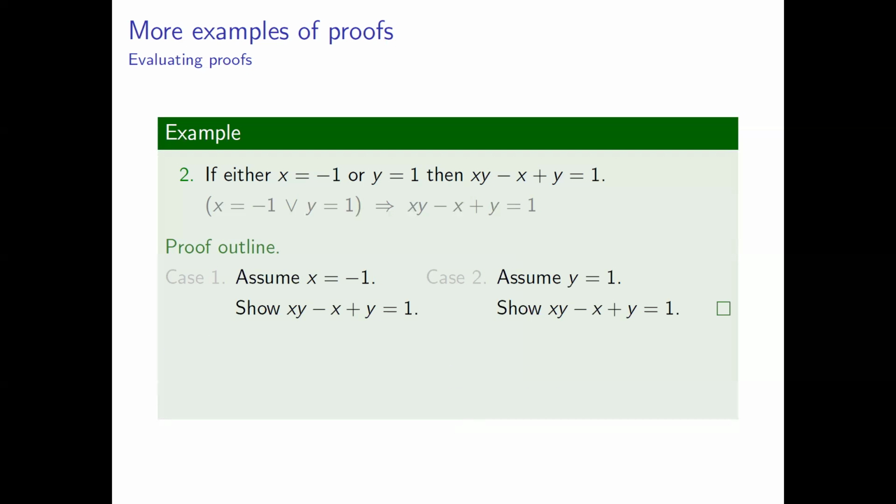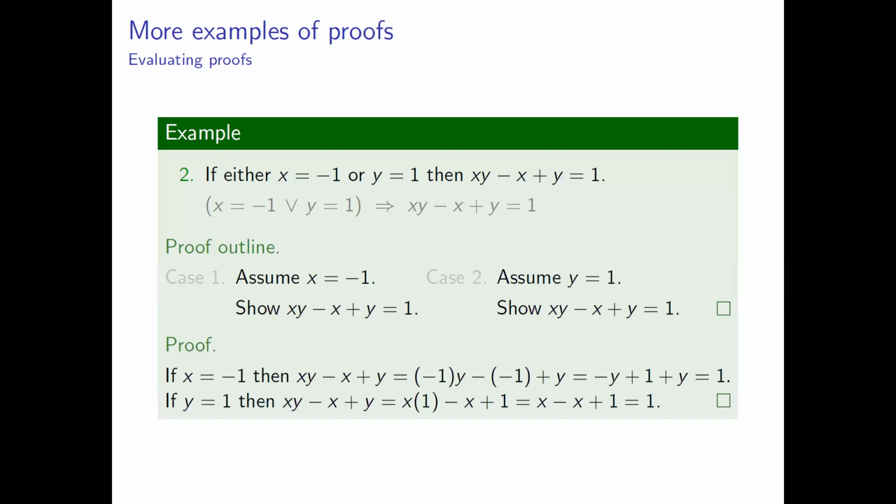If x equals minus 1, then by direct substitution, we see that xy minus x plus y equals minus y plus 1 plus y, which is equal to 1. Likewise, if y equals 1, then by direct substitution, xy minus x plus y equals x minus x plus 1, which is also equal to 1. This proves the claim.